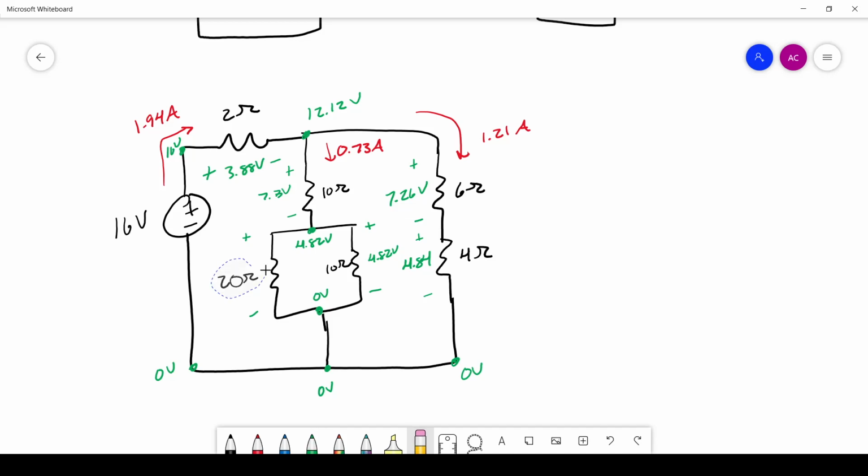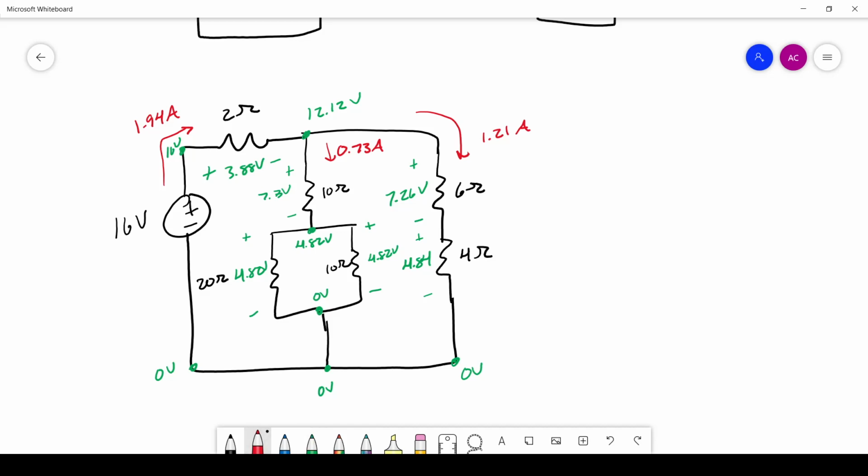Let me move that a little bit further out of the way. Oh, okay, well, never mind. 20 ohms, and then this is a 4.82 volt drop. Okay, so 4.82 volts across both of those. We need to figure out the current.